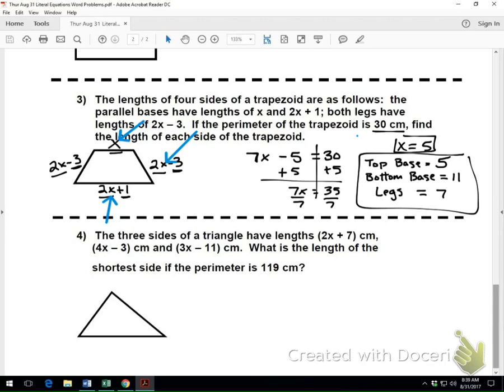Alright, I want you to do number 4. Number 4 is a little tricky. Now you can label whatever side you want with those dimensions. But then it says, what is the shortest side? So think about when it asks for the shortest side, what kind of number is it looking for? Smallest number, biggest number, medium number? The smallest number. Okay? So go ahead and do number 4 real fast, and then we'll compare.